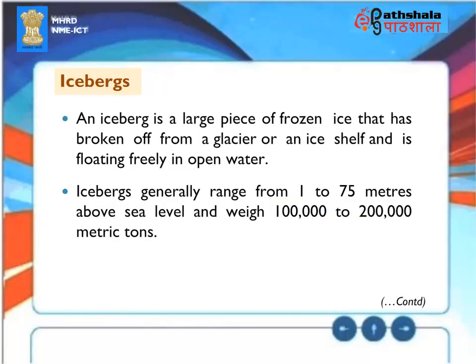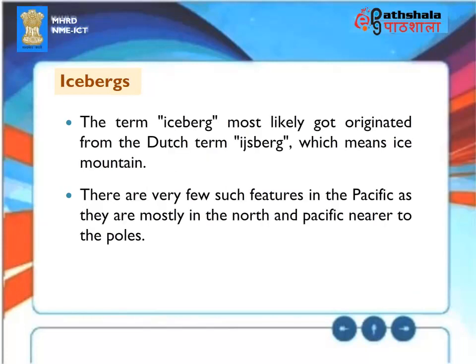Icebergs. An iceberg is a large piece of frozen ice that has broken off from a glacier or an ice shelf and is floating freely in open water. Icebergs generally range from 1 to 75 meters above sea level and weigh 1 lakh to 2 lakh metric tons. The term iceberg most likely originated from the Dutch term Ijsberg, which means ice mountain. There are very few such features in the Pacific, as they are mostly in the North and South, nearer to the poles.